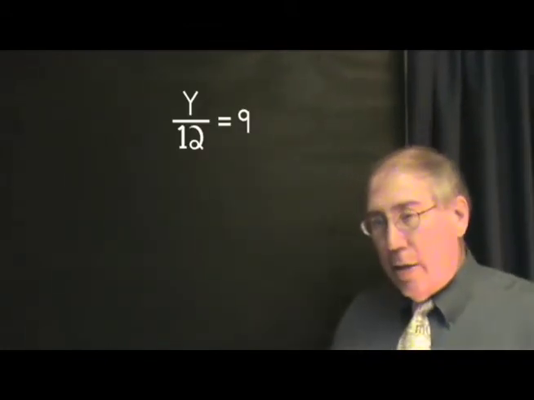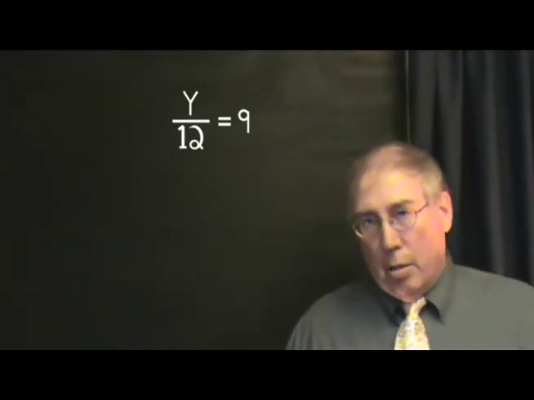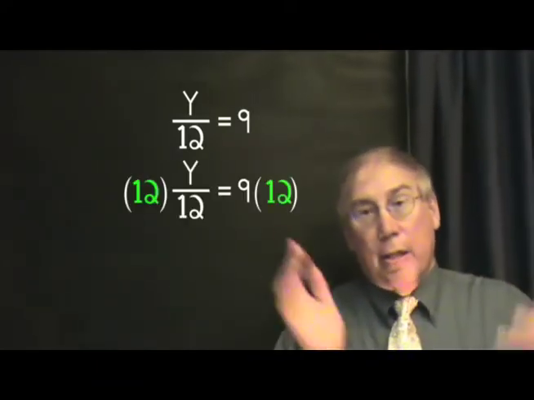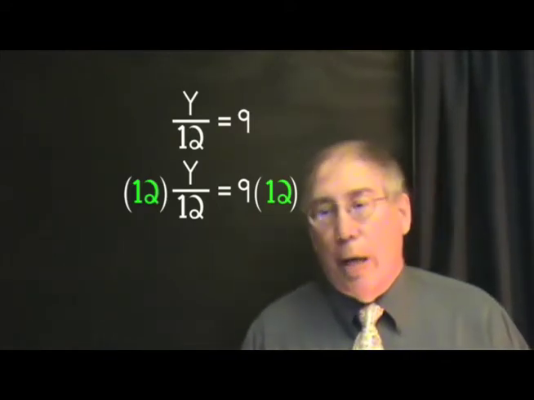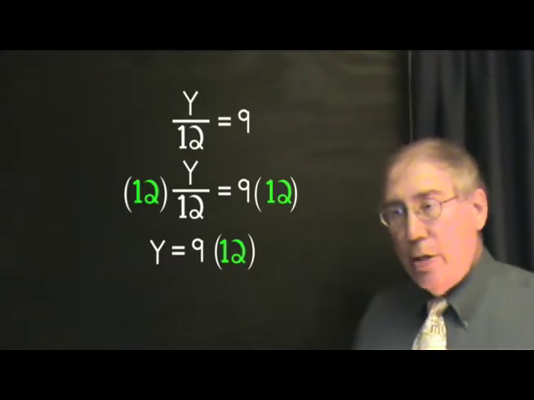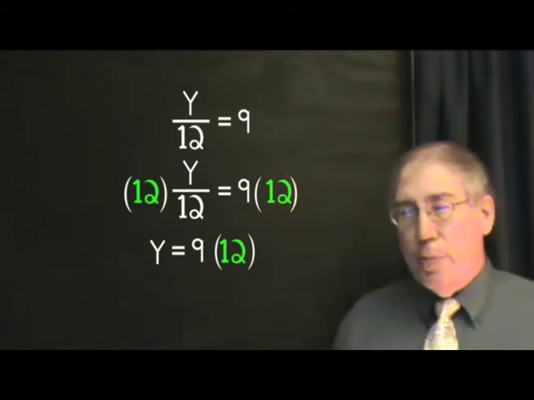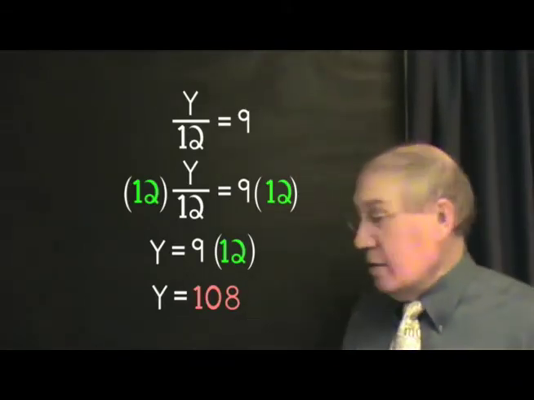So let's take that 12 that's underneath the y and multiply that times both sides, and then that will cause the 12's to cancel out, leaving a y on the left hand side by itself, and then 9 times 12 should just be 108.